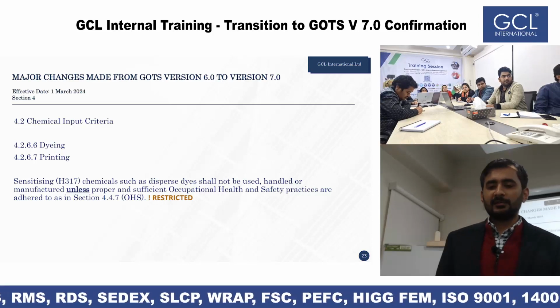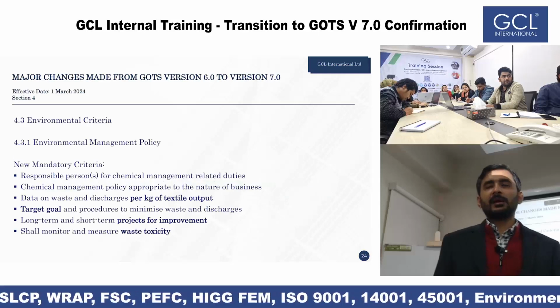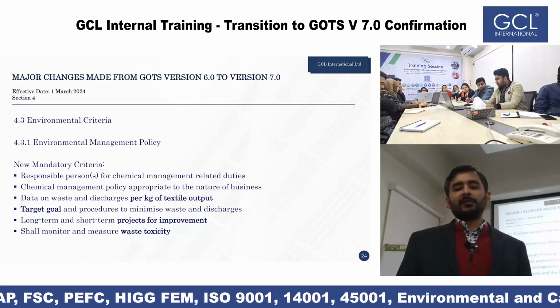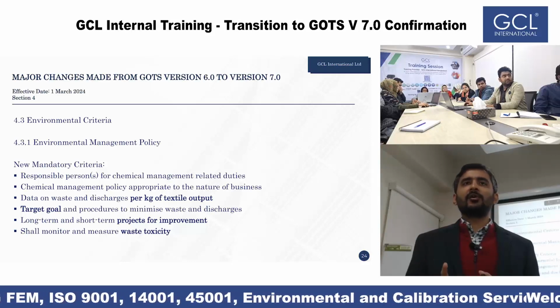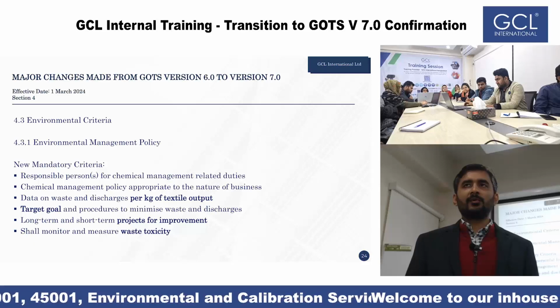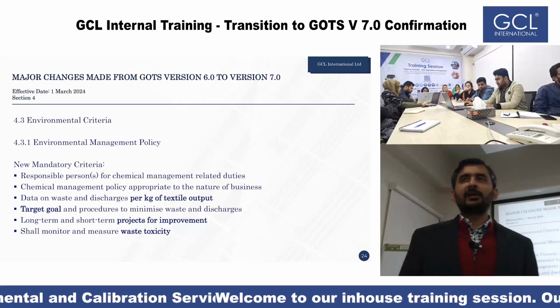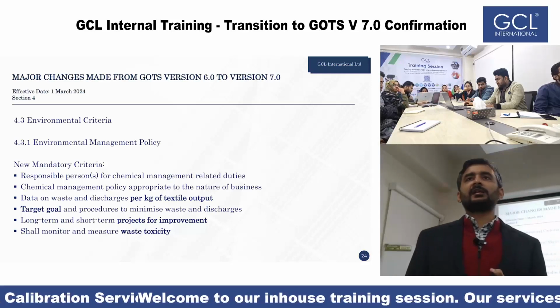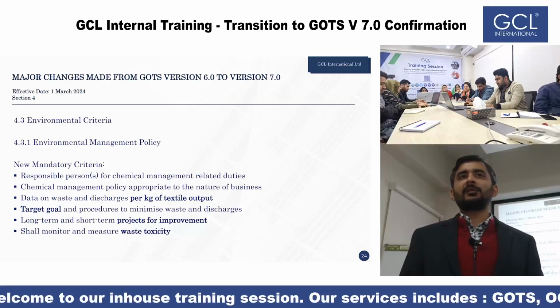So, these are the changes that are made in GOTS version 7.0. Under environmental criteria there are a lot of changes. In the previous environmental management criteria it was quite short. Now, GOTS has made it more elaborate, more descriptive. In the previous version we know that GOTS said that there must be a responsible person for the company's environmental management.